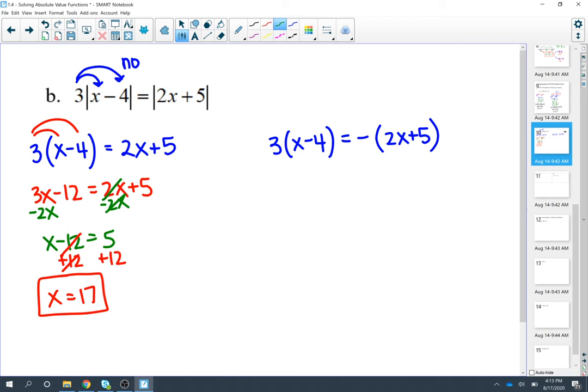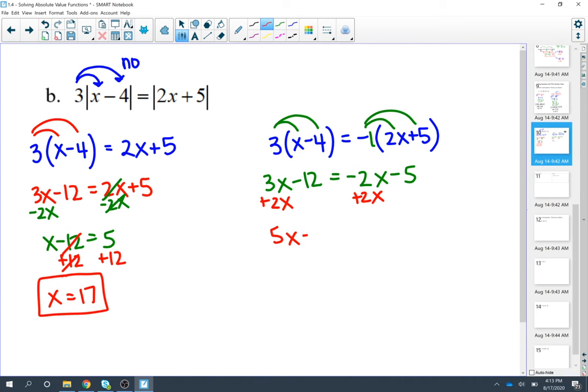Next one. Again, now we can distribute the 3 because the absolute value bars are gone. So 3x minus 12 equals, also going to distribute the negative. So again, this is like a negative 1. So negative 1 times 2x is negative 2x. Negative 1 times 5 is negative 5. This time I'm going to add 2x. So 5x minus 12 equals negative 5. Add 12. Add 12.